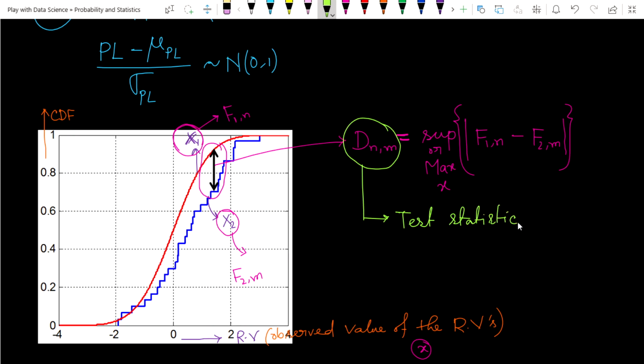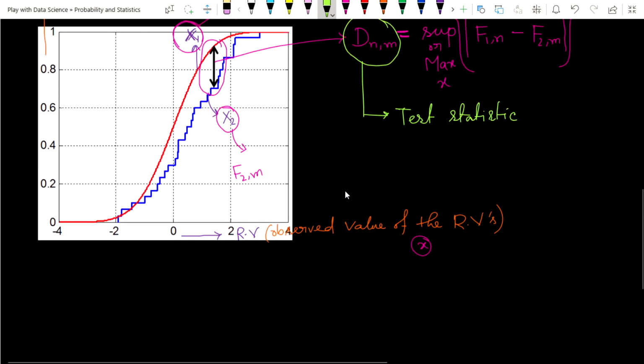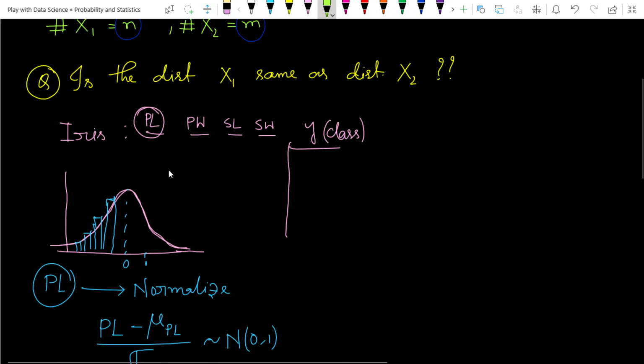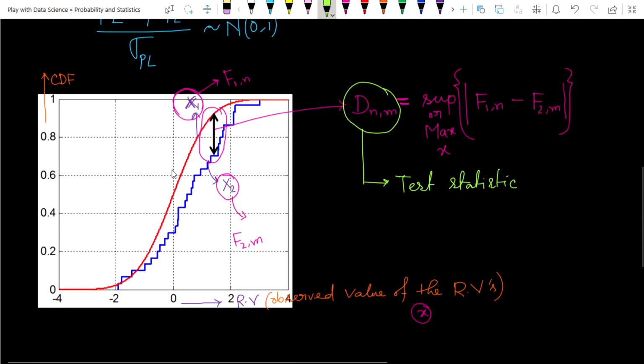These D_nm are actually called the test statistic for this K-S test. Now, how will we use these test statistics to find whether these random variables come from the same distribution or not? How will we find this?